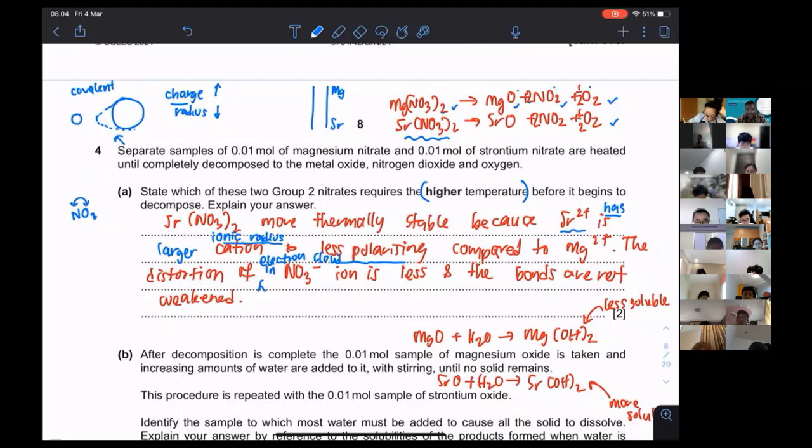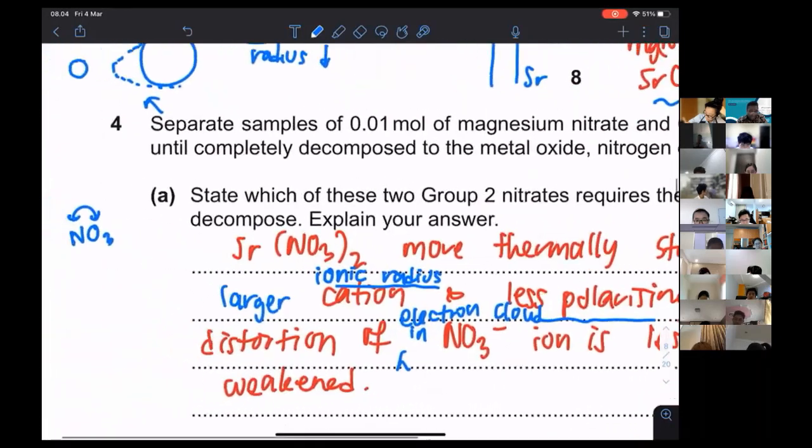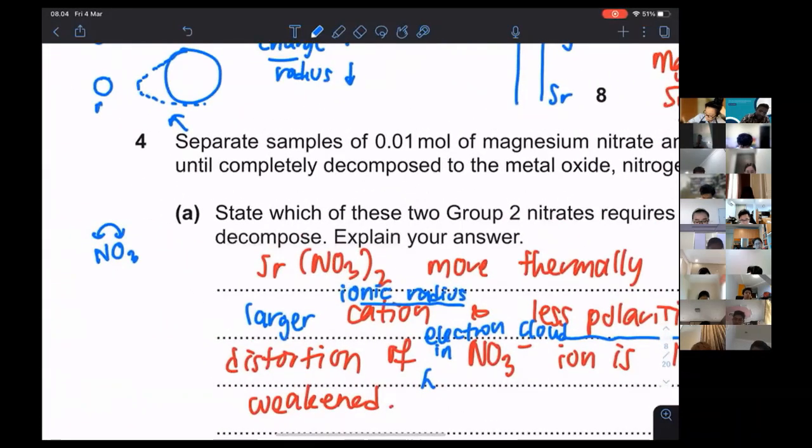If I look at it in terms of magnesium, Mg2+ is smaller, so it will be more polarizing. It is going to pull the electrons. More polarizing because of more charge and smaller size, so the nucleus will be able to attract the electrons from outside. So they are going to distort the electron cloud of the NO3- over here.